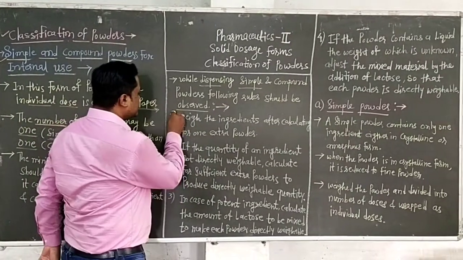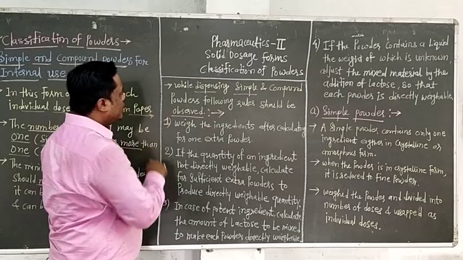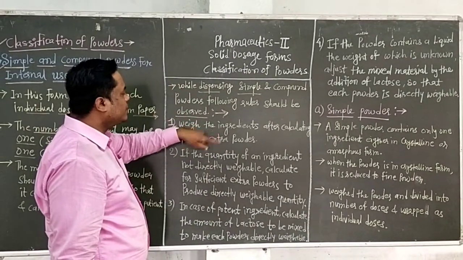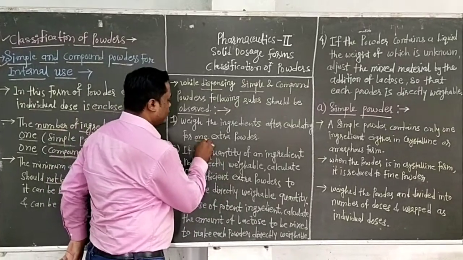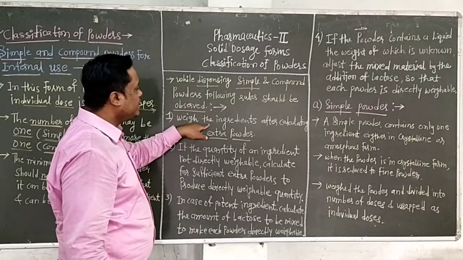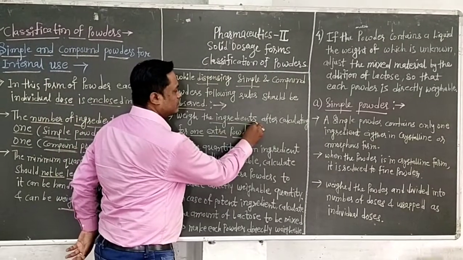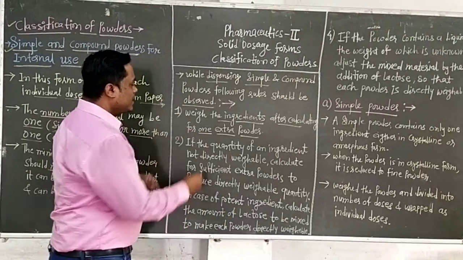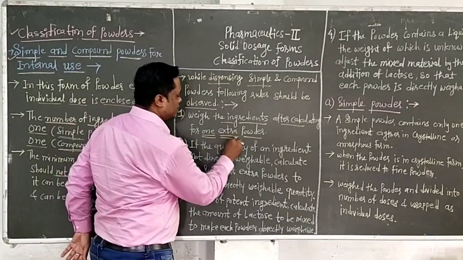The first rule about dispensing: weigh the ingredients after calculating for 1 extra powder. Means step 1 is to weigh the ingredients which are given in the prescription after calculating for 1 extra powder. And what is meant by 1 extra powder?